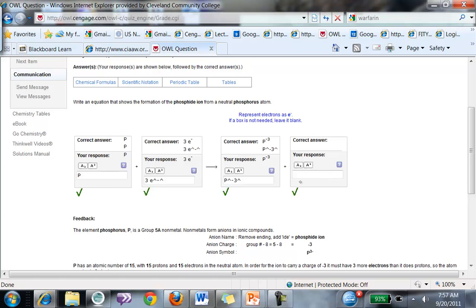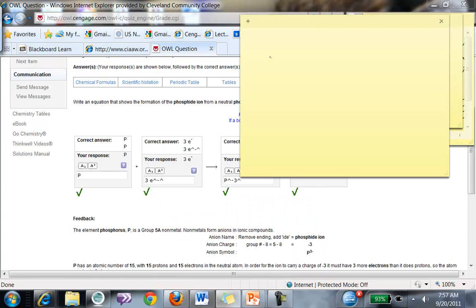On the other hand, if you were doing a positive ion, for example sodium, sodium is going to give up electrons, so you would get sodium +1, and then in the other box you would have an electron, 1 electron. I don't think you have to put the 1 in front of it, you just put electron. So that's how that needs to look.